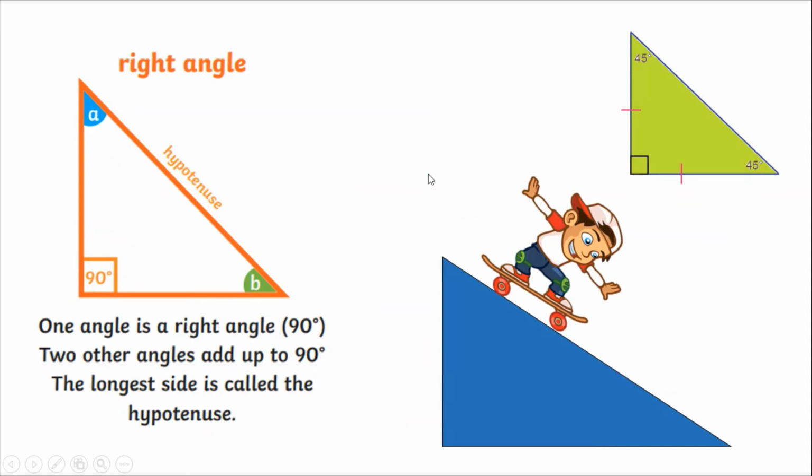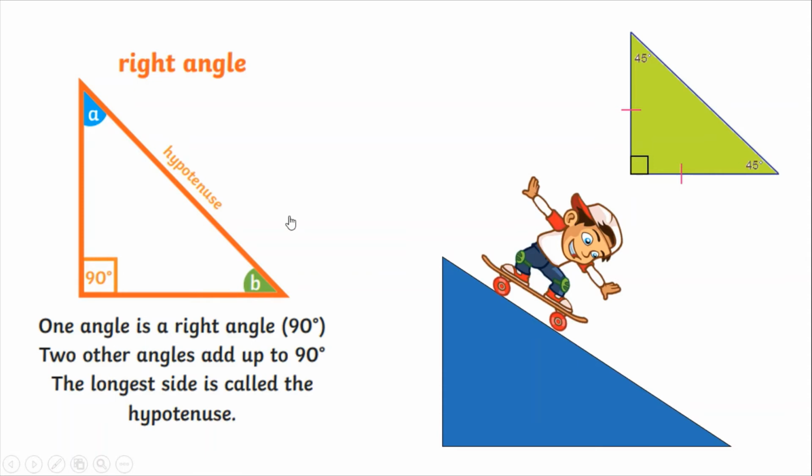So a right-angled triangle has a right angle. Now remember, a right angle is 90 degrees. It's basically a perfect corner. You can see it down at the bottom left here of this triangle. And we always show a right angle with a square box rather than a curved angle box, just to show that it is a right angle.